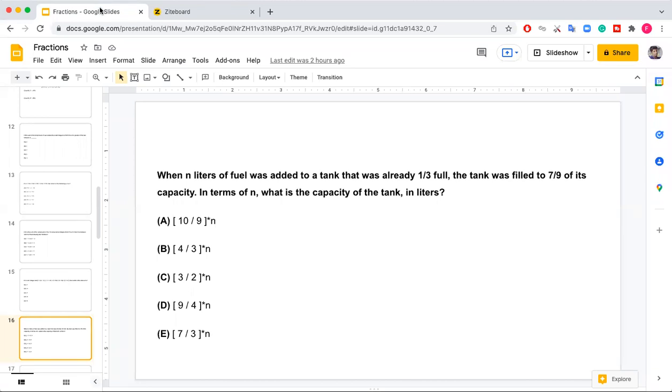9/4 into n, D. Yes, exactly 9/4. Anyone of you got this? Yes, 9/4, D. This is a very simple question, 9/4.